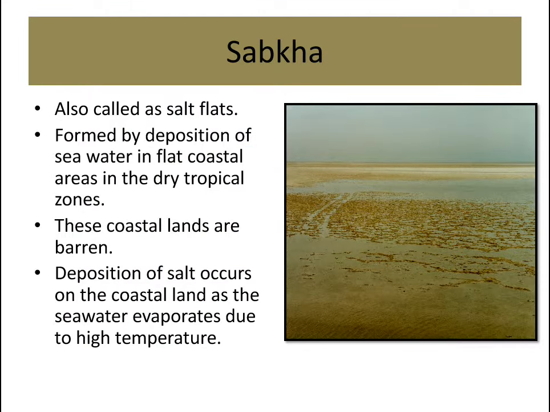So next one is sabkha. Sabkha is also called salt flats. Sabkha occurs wherever there is a high temperature zone and an arid region, where the rainfall is poor. In this region sabkha occurs. It is formed by deposition from seawater in flat coastal areas in the dry tropical zones. These coastal lands are barren, and the vegetation is poor, so deposition of salt occurs on the coastal land as the seawater evaporates due to high temperature.